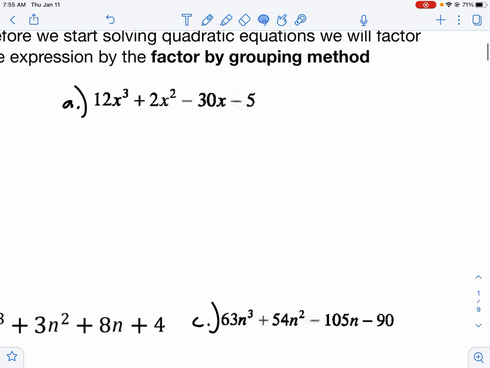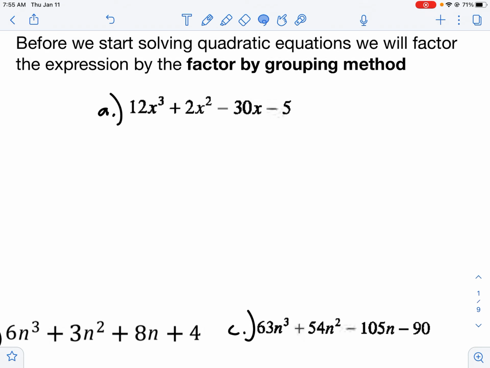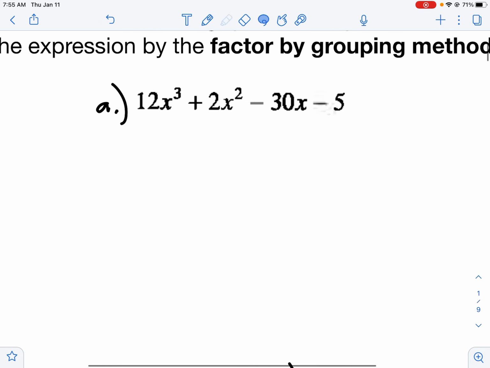If you have four terms, there are ways of factoring normal quadratics using this technique, but it's not the one I focused on, though some people are doing it in the class. Anyway, let me not get carried away talking about other things. Right, factor by grouping method.